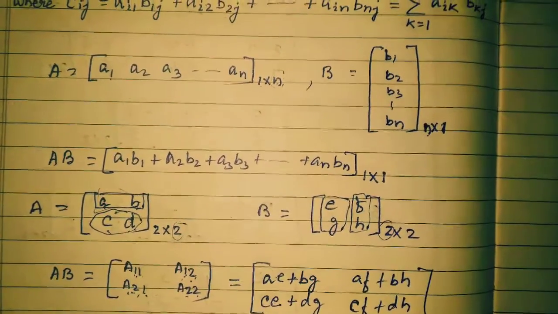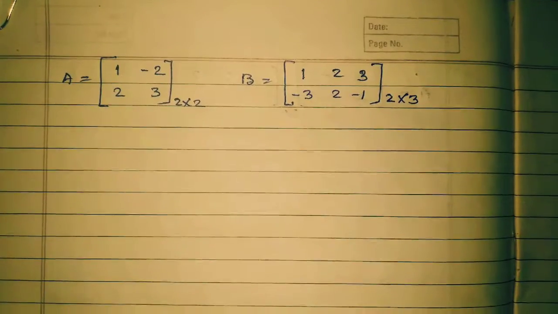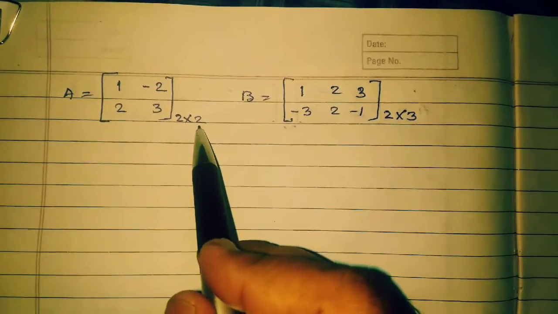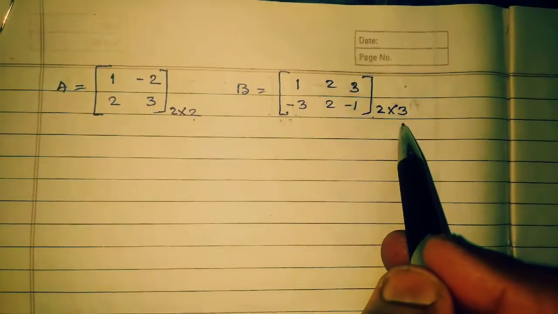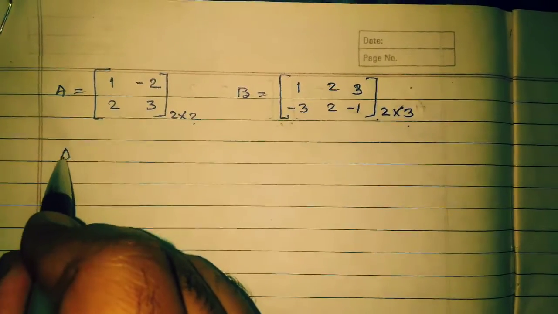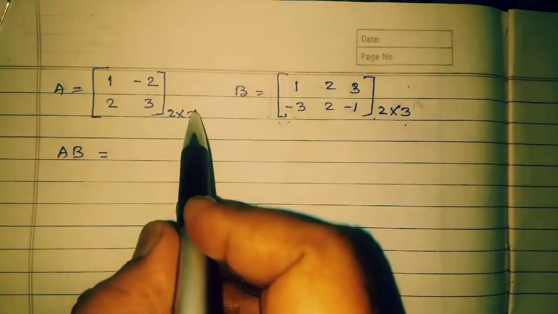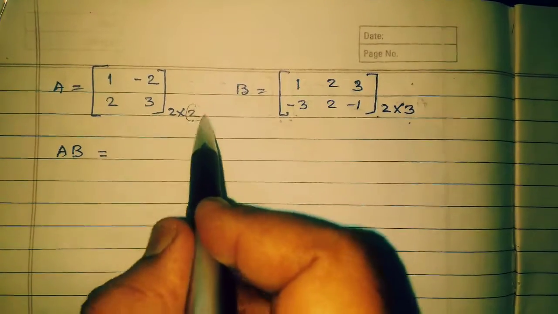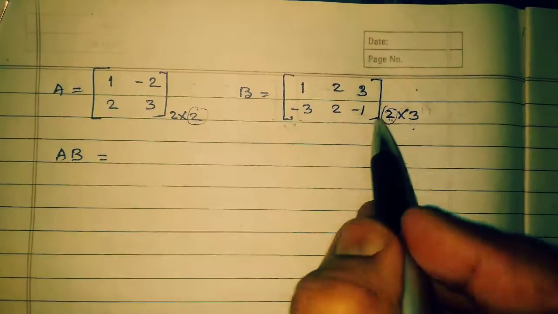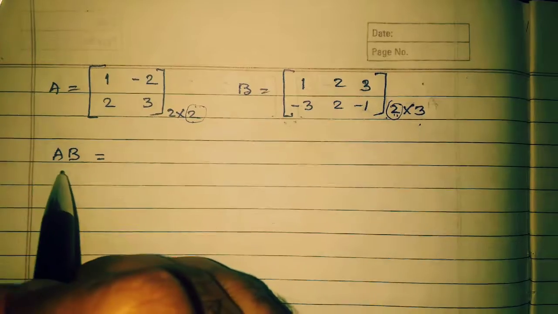Few more examples of this multiplication we follow here. Like here A is given as a 2 into 2 order matrix, and B is given as a 2 into 3 order matrix. So first of all we'll check whether A into B multiplication exists or not. The column of this A and the row of this B are both the same, equal. That means multiplication is possible for A into B.